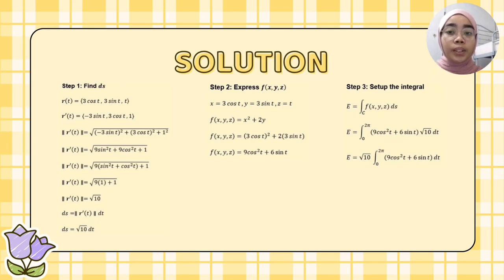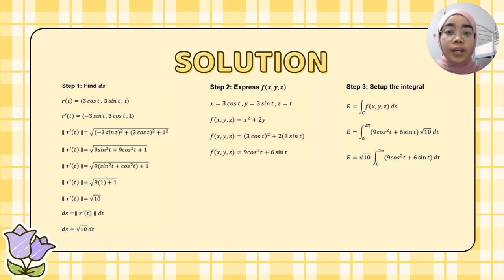For step 2, we have to express f of x, y, z. We can list out the x, y, and z values from vector r(t), which gives x equal to 3 cos t, y equal to 3 sin t, and z equal to t. Then we put the values into the f of x, y, z equation, which is x squared plus 2y. Then we get f of x, y, z equal to 9 cos squared t plus 6 sin t.